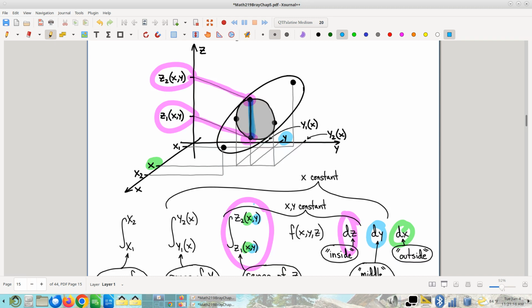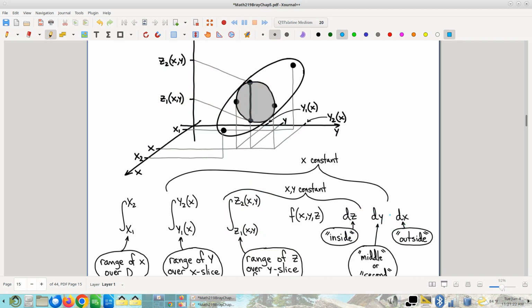Oh, real quick, before we dive in, I do want to make some qualitative observations. Notice, and again, as justified by the picture, for the purposes of the dy integral, x is a constant. Right? We fixed a value of x there. So I get to treat x as a constant for that entire dy integral.